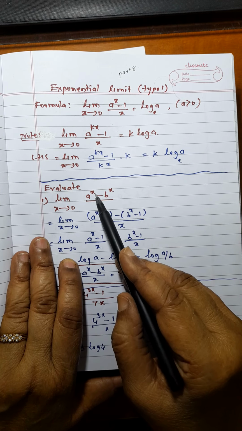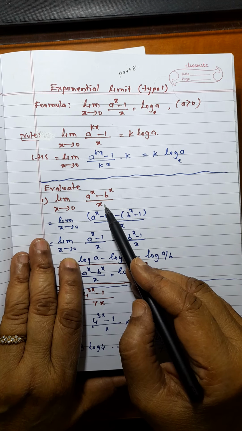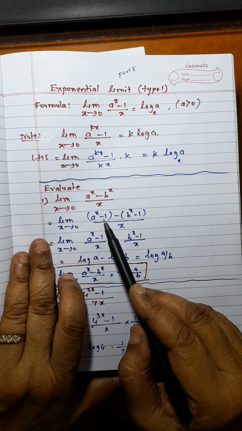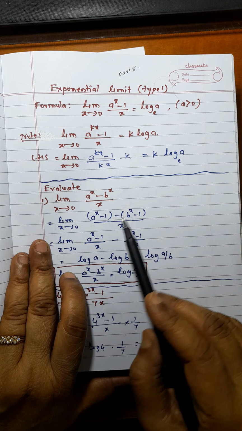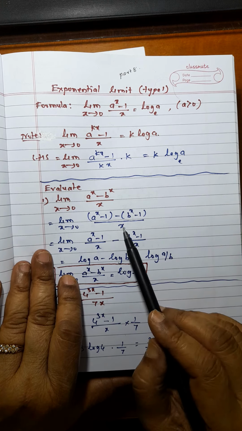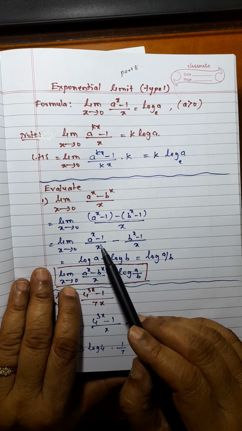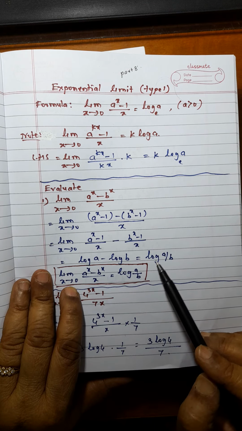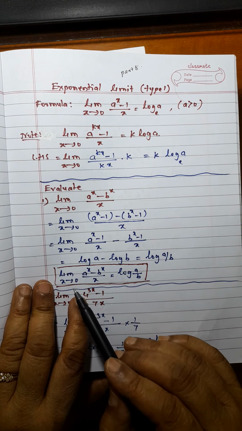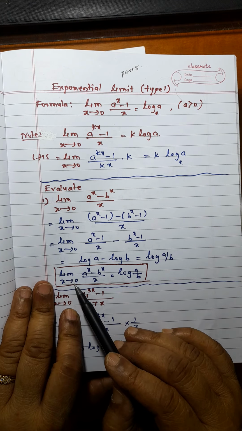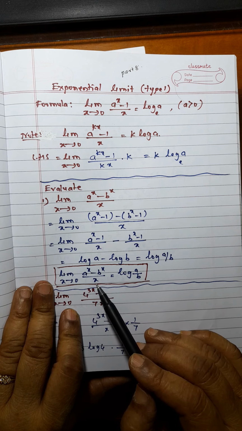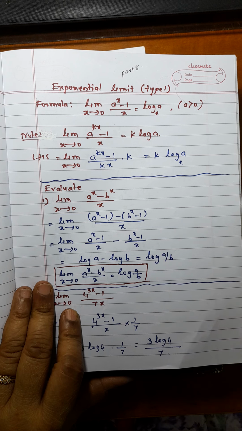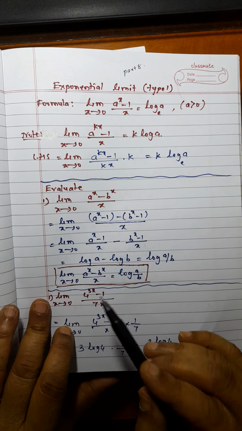Limit x tends to 0 of (a raised to x minus b raised to x) upon x. So I will subtract 1 here and add 1 here. See, this is minus 1 and this is plus 1, it cancels, so this is okay. I will separate the terms. So this is log a, limit is there, and this is minus log b. So it is log of a by b. This formula also, if you want, you can remember: limit x tends to 0 of (a raised to x minus b raised to x) upon x is equal to log of a by b, of course to the base e.